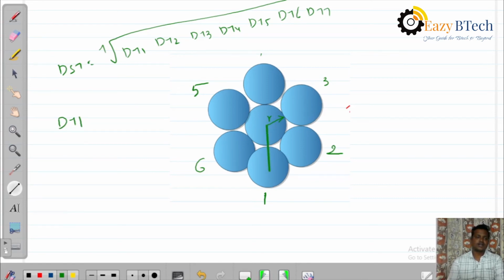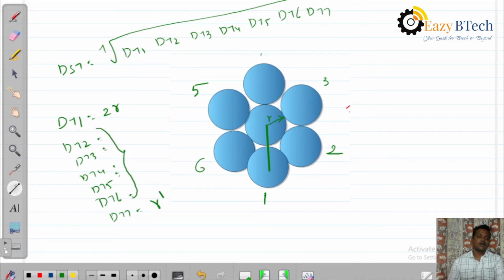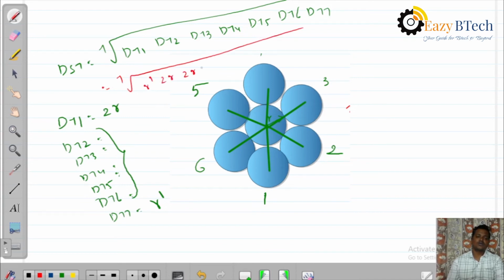The 7th conductor to the 1st conductor is 2R. Next, D72, 73, 74, 75, 76, D77. D77 is the only R dash. The remaining terms 72, 73, 74, 75, 76 are all 2R. Observe here, 72 is 2R, 73 is 2R, 74 is 2R, 75 is 2R, 76 is 2R. Therefore, substitute those values in this expression, we can get DS7, that is the 7th root of R dash into 2R, 2R, 2R, 2R, 2R, 2R. What you get finally is the 7th root of R dash into 2R power 6. This is the self distance of the conductors.